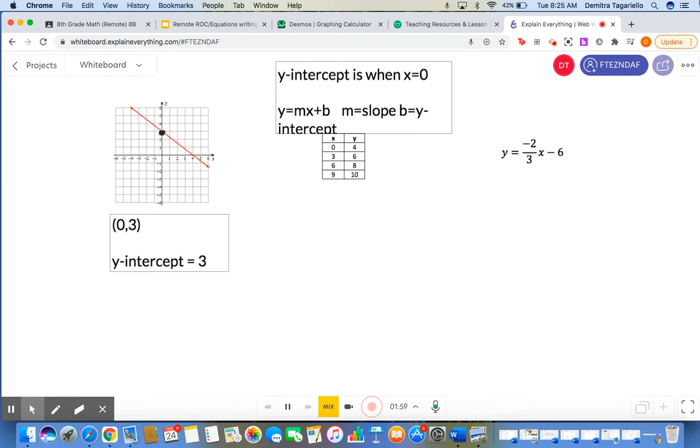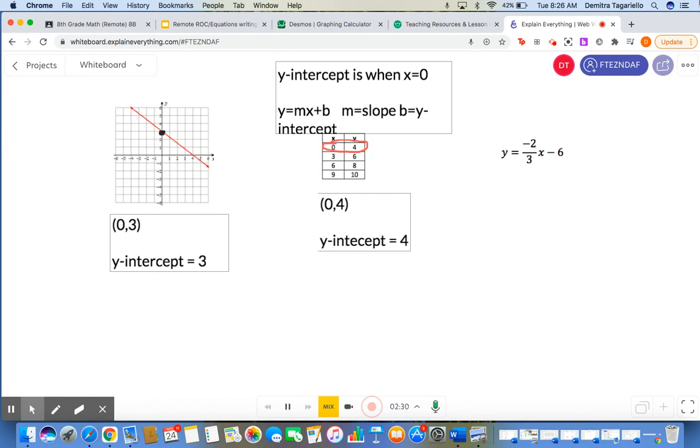Now we're going to move over to the table. Again, I'm going to look when x is equal to 0, so I'm going to get my pen ready. I'm going to circle it. So I'm going to go through the x values. I'm noticing it's the first value here, so I'm going to circle this in my table. Then I'm going to write the coordinate below. So in this point right here, the point that we are working with is going to be (0, 4). And that means the y-intercept equals 4.